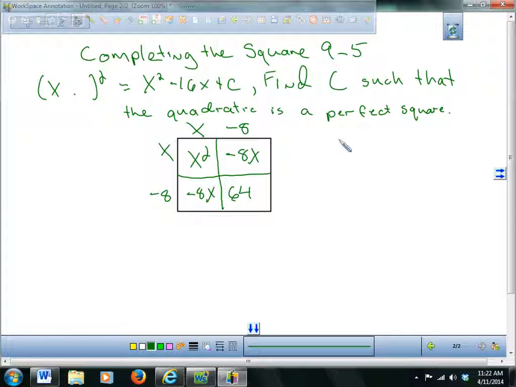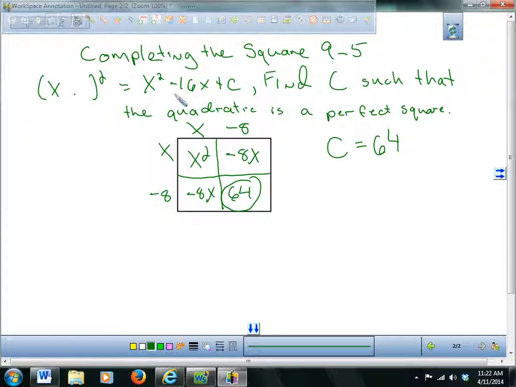Okay? So what does C have to be? What is C? Negative 16. No, it's right here. Negative 64. This is 64. Okay? So basically, really all you have to do is take half of this, and then square it, and that's what this number is right there, okay?